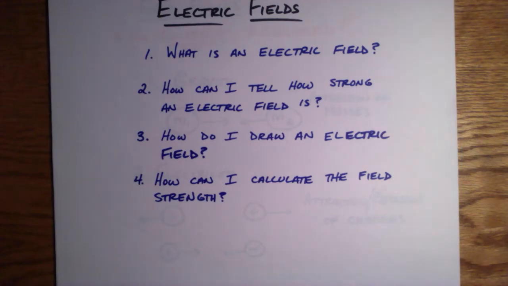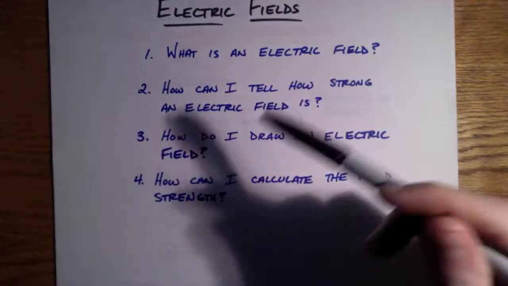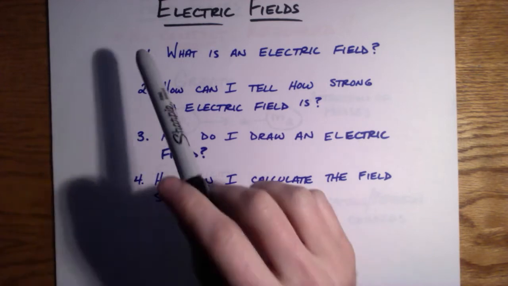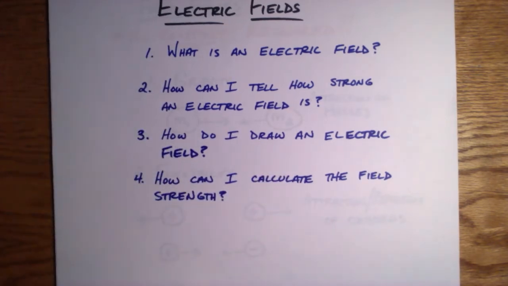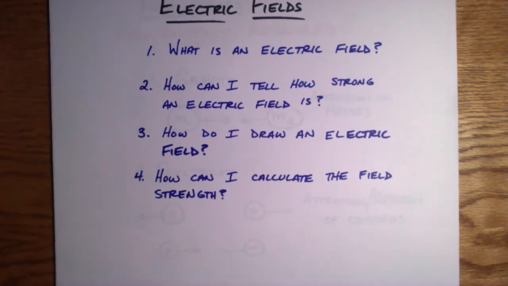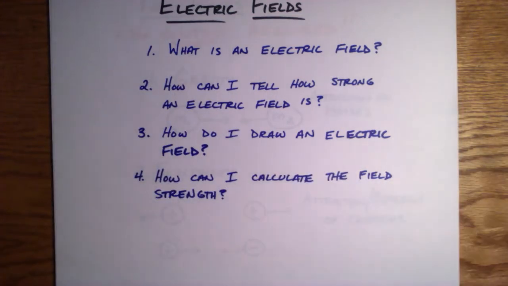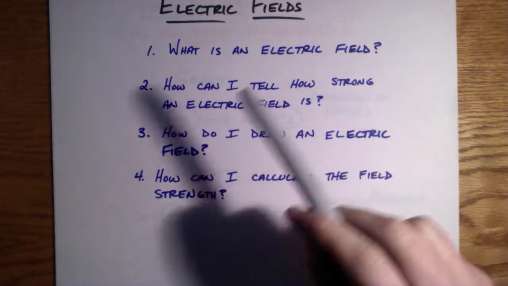The next thing that we're going to start to talk about after dealing with Coulomb's law and the way that charge is transferred between two objects is going to be the concept of what's known as an electric field. At this point, we haven't really talked about it much, but there's four questions that I'm going to hope to have answered or have you understand by the end of this lesson.